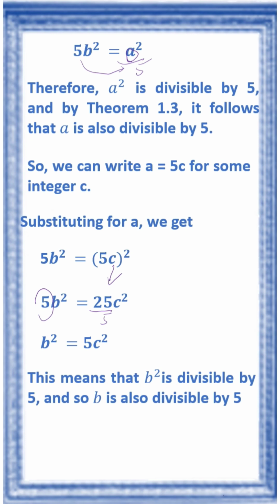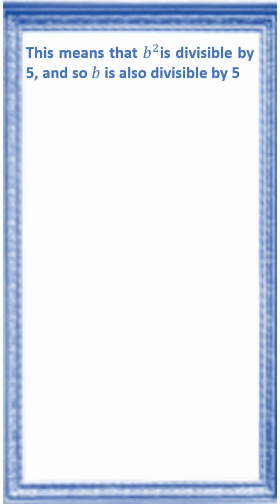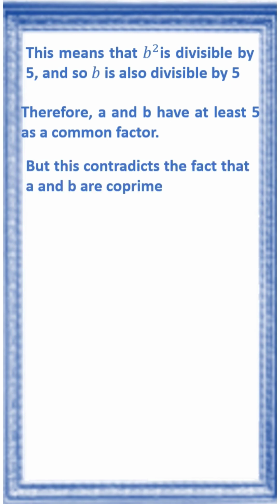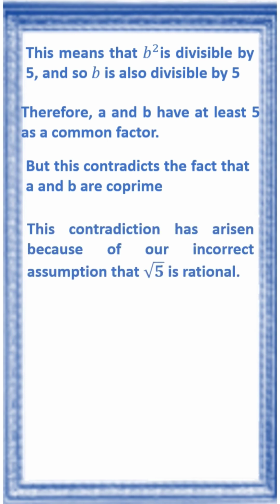It means that b square is divisible by 5. So b is also divisible by 5. Therefore a and b have at least 5 as a common factor. But this contradicts the fact that a and b are co-prime. This contradiction has arisen because of our incorrect assumption that root 5 is rational. So we conclude that root 5 is irrational. Hence proved.